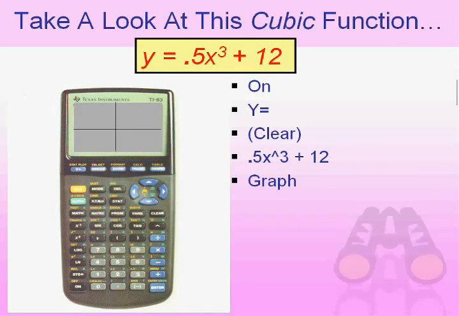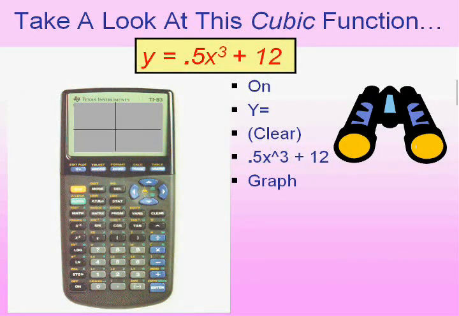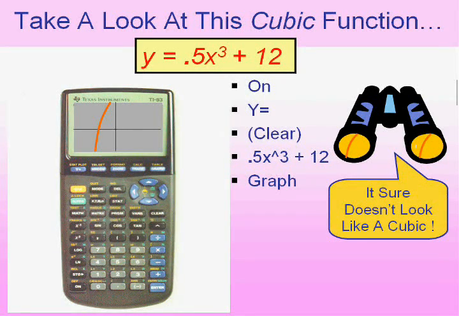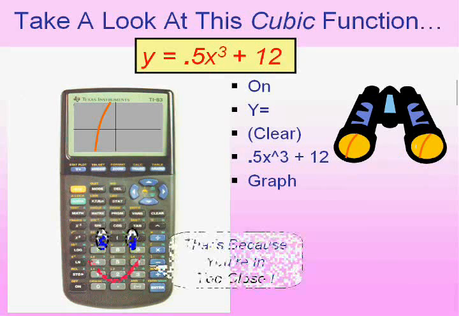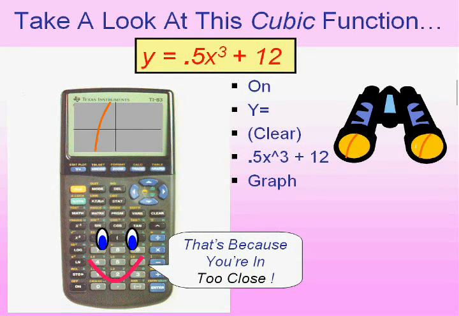Now what will you see? Probably it'll look like this. And that sure doesn't look like a cubic function, does it? A cubic function should have a little squiggle in it. Well, what's the problem? Why don't you fix it? Well, the problem is that we're probably set to the standard zoom, and we're in too close, because this one is basically a little bit larger picture, so we're staring at it too close.